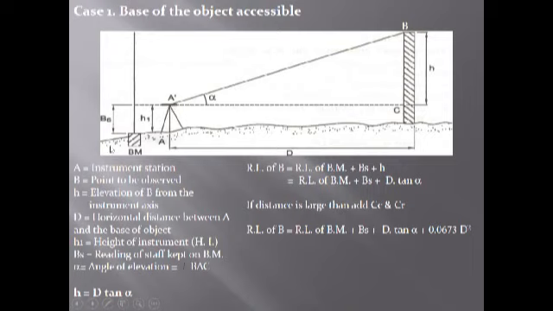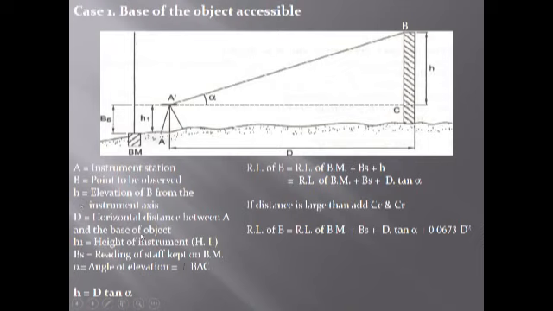Now the symbols. A is the instrument station, B is the point to be observed, and H is the elevation of B from the instrument axis. D is the horizontal distance between A and the base of the object. This is the horizontal distance between the object and this base.